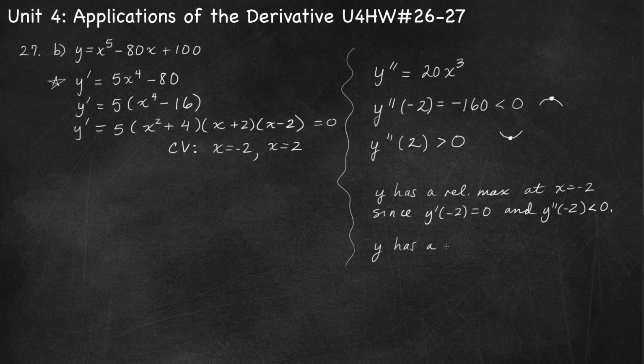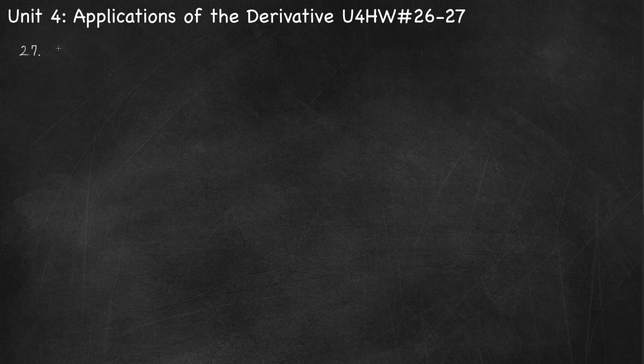Y has a relative min at x equals 2 since y prime of 2 equals 0 and y double prime of 2 is greater than 0. Part C. Y equals x cubed plus 3x squared minus 2. We find our critical values, so y prime equals 3x squared plus 6x.